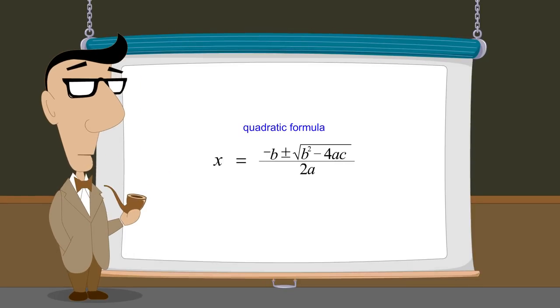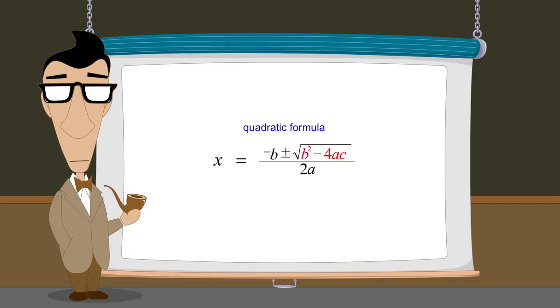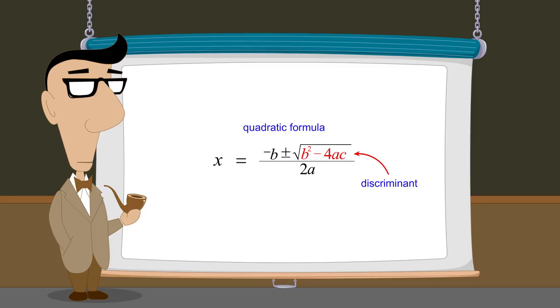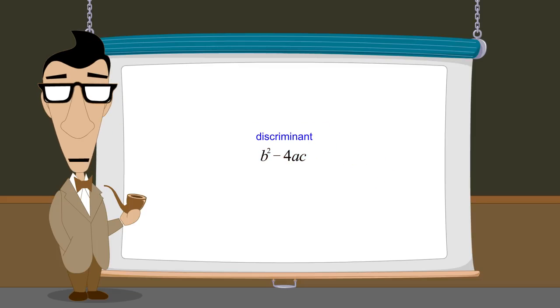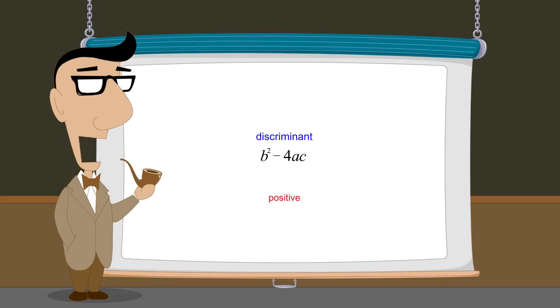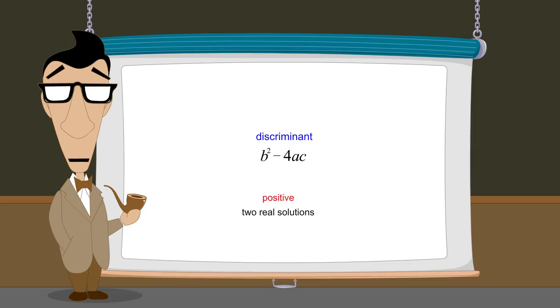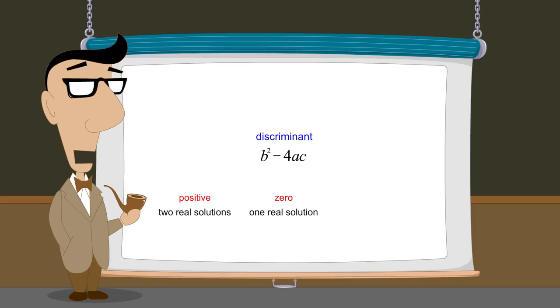As we have just seen, the value of the expression under the square root sign in the quadratic formula tells us important information about the quadratic equation we wish to solve. This expression, called the discriminant, tells us the number of real solutions that exist for the quadratic equation. If the discriminant is positive, the quadratic equation has two distinct real solutions. If the discriminant is 0, the quadratic equation has one real solution. And if the discriminant is negative, the quadratic equation has no real solutions.